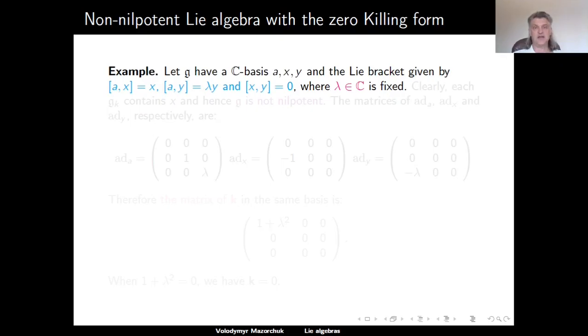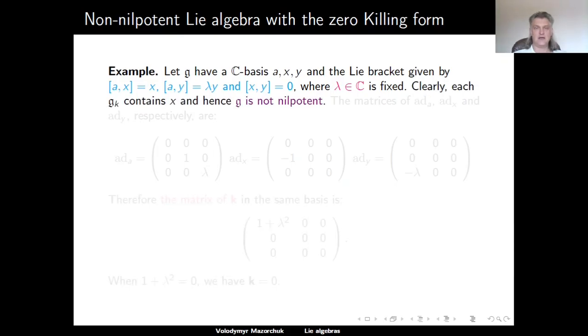Consider the three-dimensional complex Lie algebra with bases a, x, and y, and the Lie bracket given in this basis by the following expressions. The bracket of a and x is x, the bracket of a and y is lambda y, where lambda is some fixed complex number, and the bracket of x and y is 0. It is easy to check that for any lambda, this defines a Lie algebra over complex numbers.